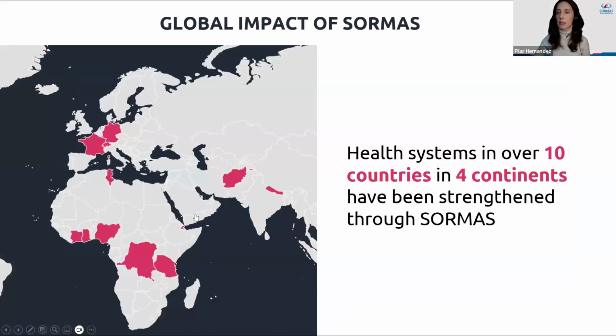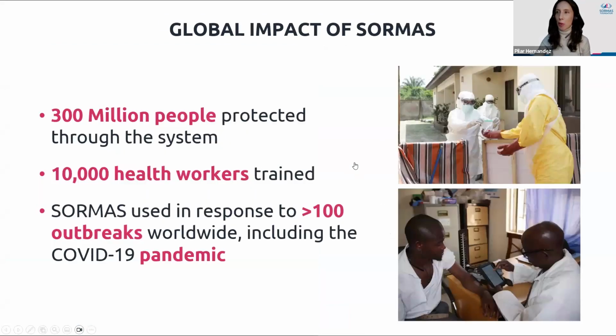So SORMAS has been used or is being used in several countries across different continents, over 10 countries at the moment, and probably more because it's open source. So sometimes we find out about countries that are using SORMAS without us knowing it. For the moment, we know that over 300 million people are protected through the system. Over 10,000 health workers have been trained on SORMAS, and SORMAS has been used for the control of hundreds of outbreaks worldwide, and obviously also for the COVID-19 pandemic.